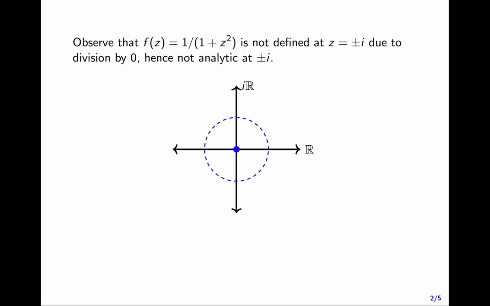So if we look at a picture here, in blue dashed line, I've drawn the circle of radius 1 centered at the origin. And we see smack on the boundary of that circle are the points plus or minus i. So as soon as I try to push this power series representation beyond the ball of radius 1 centered at 0, I'm going to hit plus i and minus i. And not only will the power series not converge at plus or minus i, the function itself doesn't extend to be analytic at plus or minus i.